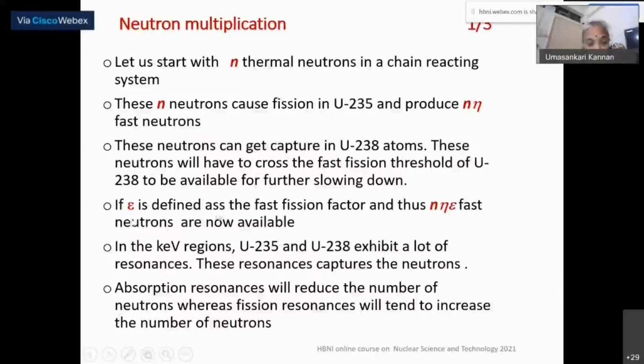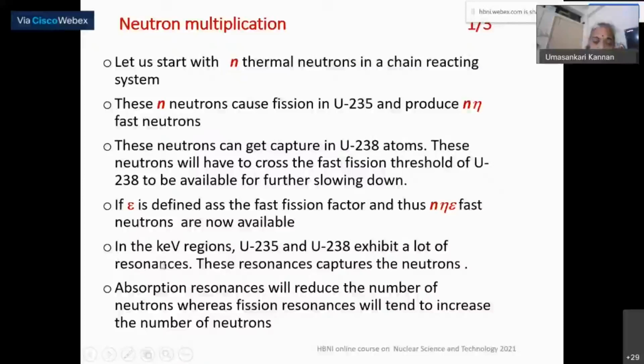So epsilon is defined as the fast fission factor. After these neutrons have crossed the fast fission threshold of uranium-238, I am just considering a simple system having only U-235 and U-238, just to understand the concept of what exactly happens in a nuclear chain reacting system. So we started with n neutrons, we got n eta fast neutrons, and after they have crossed the uranium-238 fast fission threshold, we have n eta epsilon fast neutrons, which are now available for further slowing down.